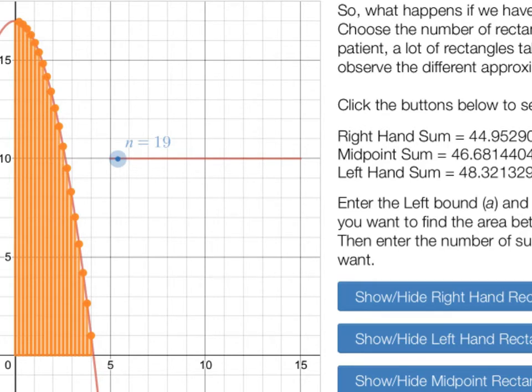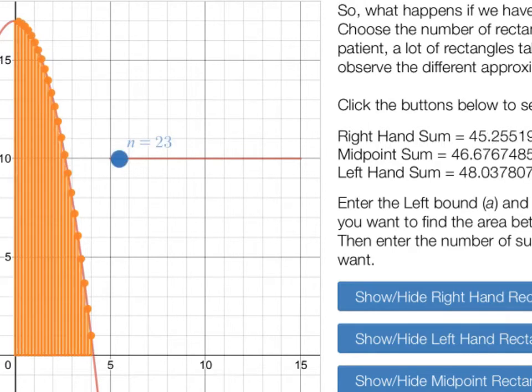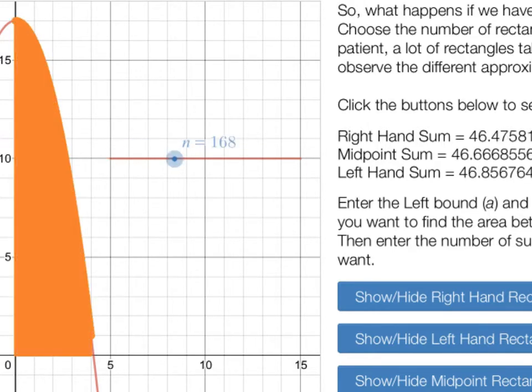And then if we crank this up, and here's where this will tax your computer a little bit because it's drawing a lot of rectangles and doing a lot of calculations. We'll see if we can, there we go. If we get this over to 500 rectangles, well, they're still not the same. It's 46.6, 46.7 for the left hand, and the midpoint, which is probably pretty darn close, is 46.6. Now, if we went up to 1,000 million, trillion, billion rectangles, these would all be pretty much the same. It wouldn't matter if we're using right hand or left hand or midpoint.